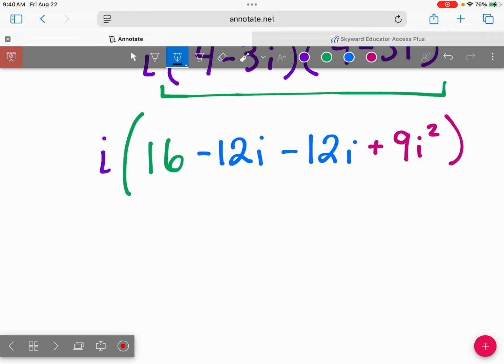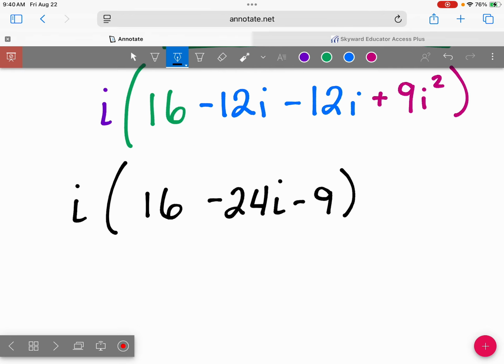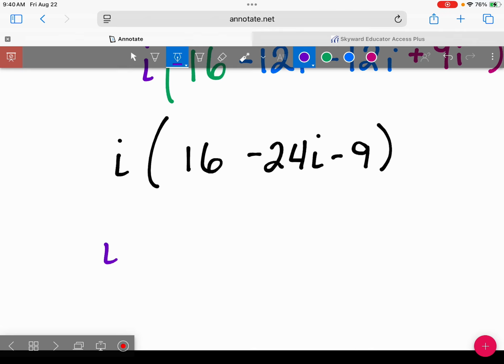We've got a lot of pieces in here, we know. We've got our 16. I can combine together my minus 12i and my minus 12i to get a minus 24. And then this is going to be a minus 9. Oh, 24i. Can't lose my i. Don't lose the i. Because now I have i times 16 minus 9. It's going to give us a 7 minus 24i.